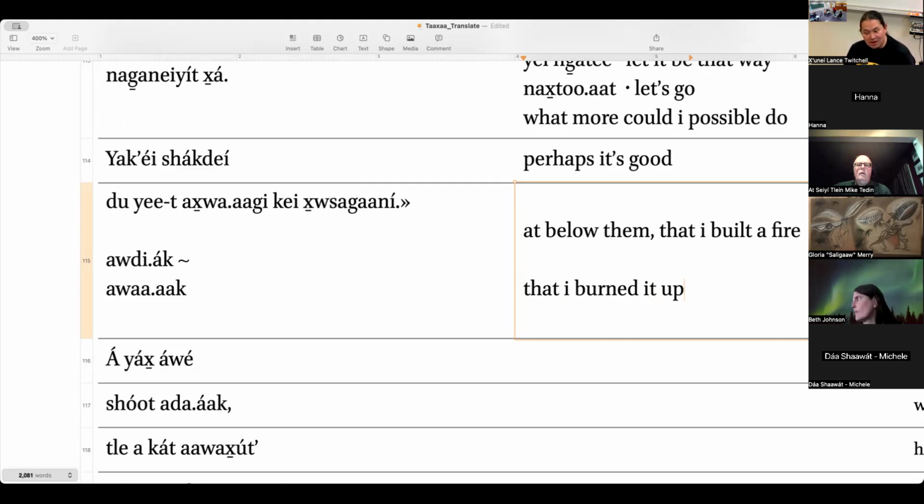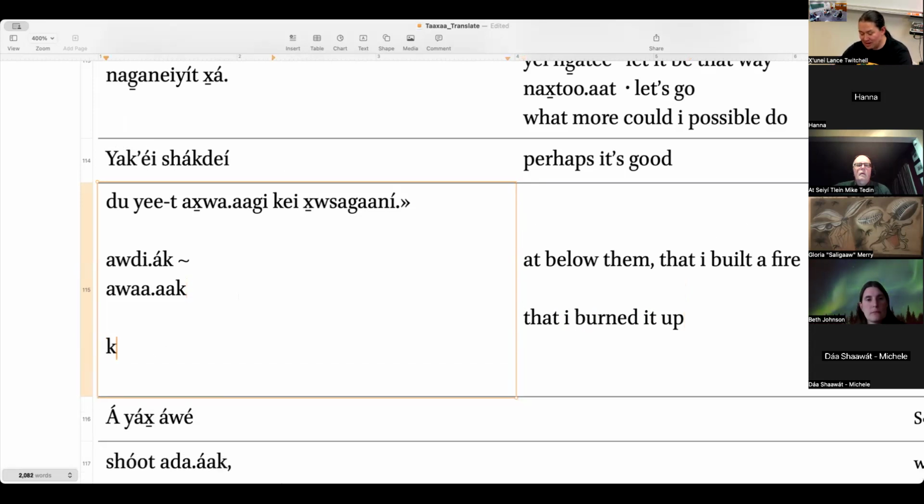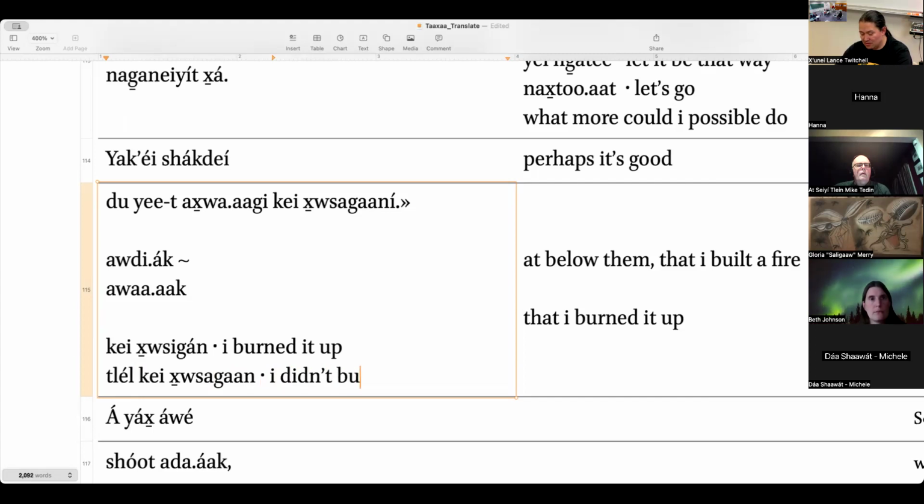Okay. It's pretty unusual to see this is your main verb, and this is a subordinate and another subordinate. And we know that they are because you'd say kale sigan. I burned it up. Klesh kale sagan. I didn't burn it up. So when we have a subordinate, which is usually that or when, and again, you're tying two verbs together. So maybe, perhaps it's good that I built a fire under it and burned it up.